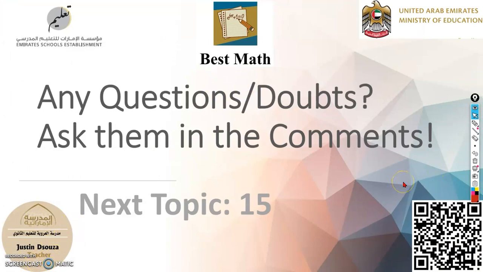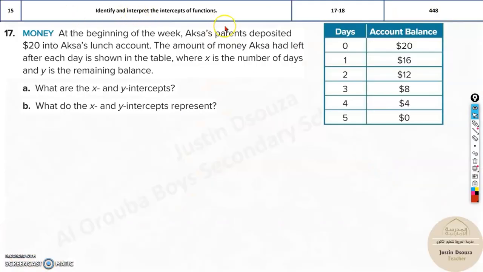The 15th topic is a simple topic. It is to find the intercepts. Here we have a scenario. At the beginning of the week, Aksa's parents deposited $20 in Aksa's lunch account. The amount of money Aksa had left after each day is shown in the table, where X is the number of days and Y is the remaining balance. So days X are 0, 1, 2, 3, 4, 5, whereas this is the amount of money being reduced. What are the X and Y intercepts, and what do they represent?